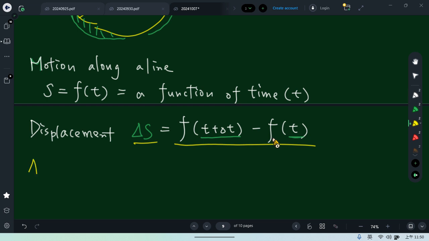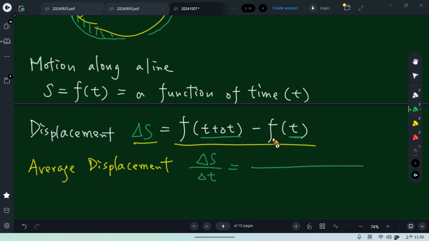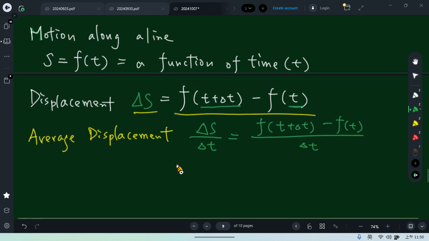Then we continue to get the average velocity. If you want to get that, we simply use delta s divided by delta t. That means it will become f of t plus delta t minus f of t, over delta t, right? So for example, maybe the time is 5 minutes. From now and after 5 minutes later, you can calculate its displacement, and we can also get its average velocity.